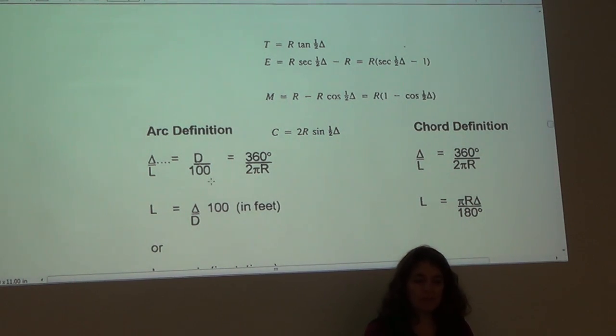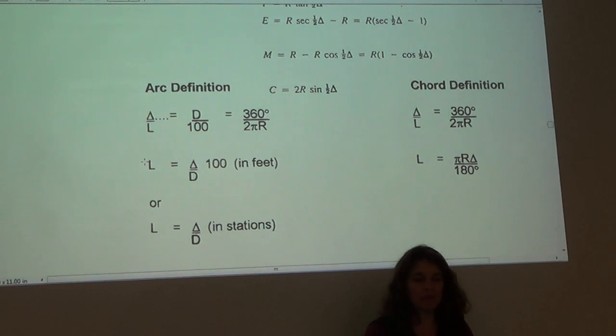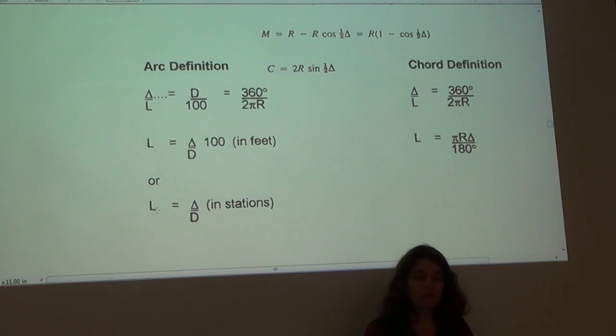And when you convert this, 360 is a regular number, 2 is a regular number, pi is a regular number, 100 is a regular number. I'm looking at only the relationship between D and L now. Okay, so sorry, we're not using this. This you already knew. I'm looking at only the relationship between D and L. So L would be equal to delta over D times 100. But if you wanted to represent L, that length in stations, then I drop the 100 feet. So if L is 2,000 feet, that's 20 stations.